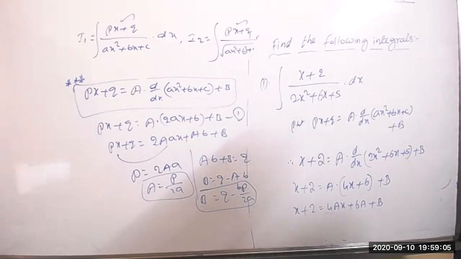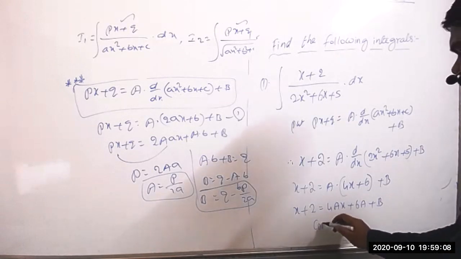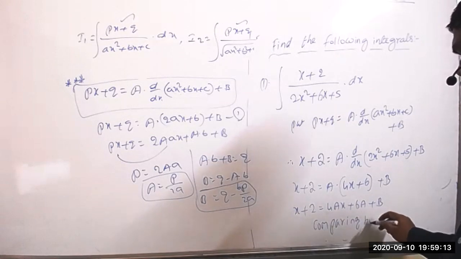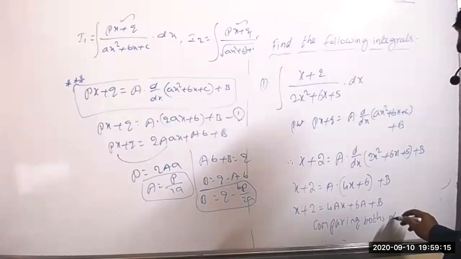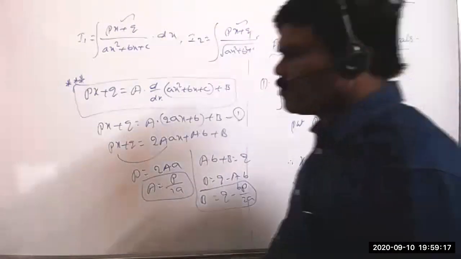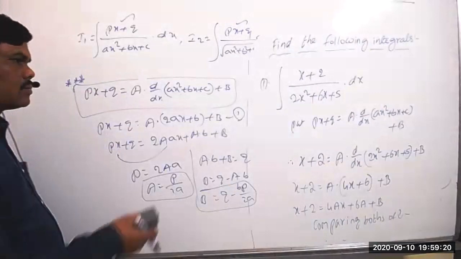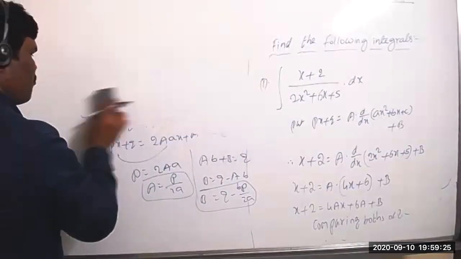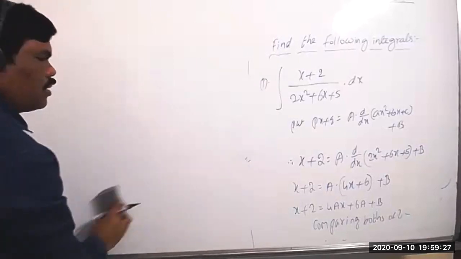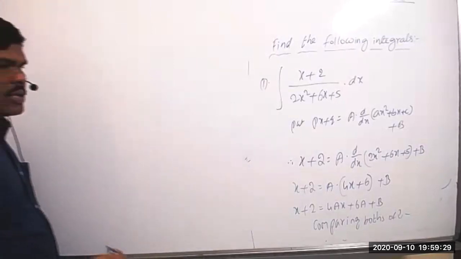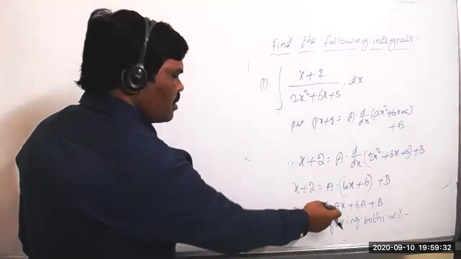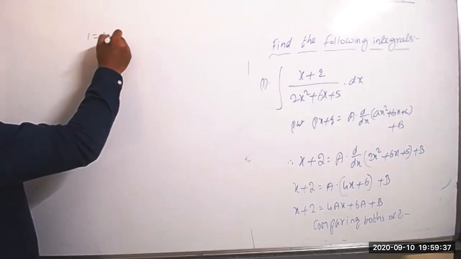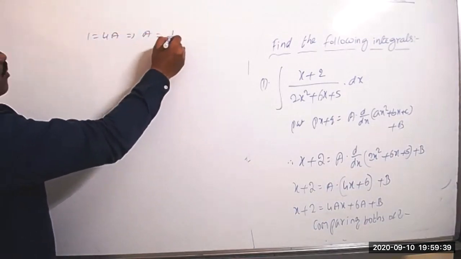Now comparing both sides, the like terms, the like coefficients. Compare the x terms here. What is the x term? Here the coefficient of x equals 1, and the coefficient of x on the other side is 4a. That means 1 equals 4a, which implies the value of a equals 1 by 4.